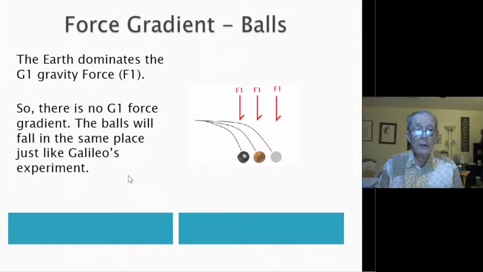Okay, force gradient on balls. Well, when Galileo did his experiment with 2 balls, there was a force gradient, and it's dominated by the Earth. And it's equal in all directions. It has nothing to do with the 2 balls he was dropping. So the Earth dominates the G2 force, which is the net G2 force is F1. So there is no G1 force gradient. The balls will fall in the same place, just like Galileo's experiment.